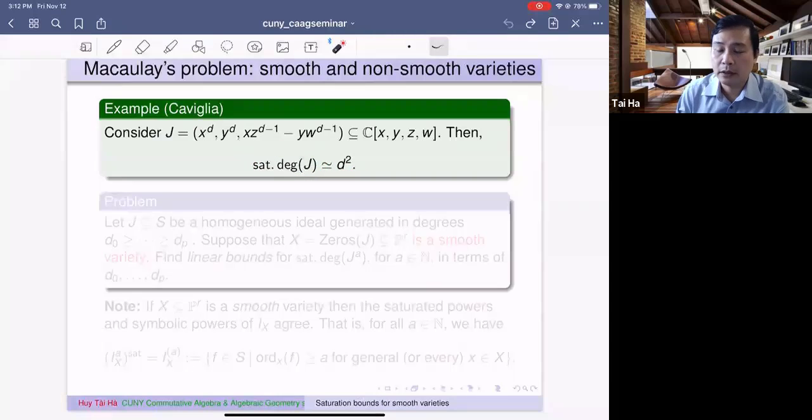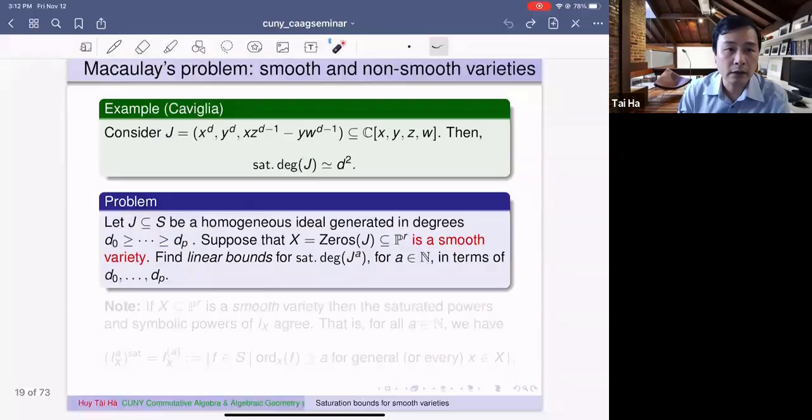So one needs to modify Macaulay's problem a little bit by putting extra conditions on the variety X. And for us, we assume that X is going to be a smooth variety. So we state the problem as follows. We start with a homogeneous ideal given generating degrees, and we assume that the variety cut out by this ideal is a smooth variety inside P^r, and the question is to find linear bounds for the saturation degree of powers of this ideal in terms of the generating degree.